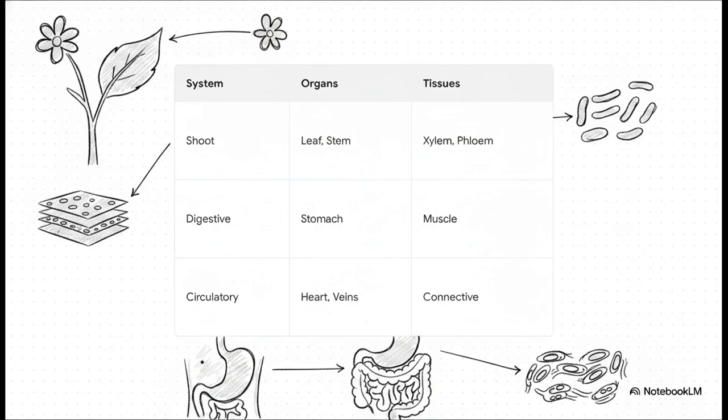Take a look at how we can compare these different biological systems. On the top half, we have plant systems. The shoot system, for example, is an organ system made of organs like the leaf, stem, and flower. And those are built from tissues like the epidermis, xylem, and phloem. Down below that, we have familiar animal systems, like our own digestive system. Its organs, the stomach and intestines, are built from entirely different tissues like muscle and epithelial tissue. But here is the wild part. Despite the massive differences between, say, a leaf and a human stomach, the underlying architectural rules remain exactly the same.